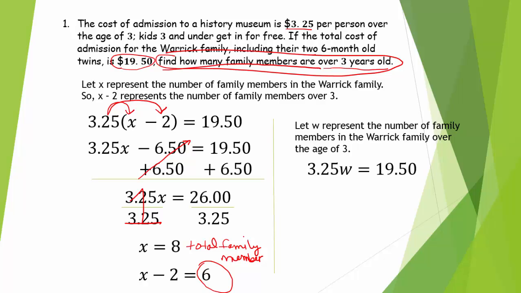And then I would divide both sides by 3.25. And I would come up with 3.25 divided by 3.25, fancy form of 1. That way I have W equals 19.50 divided by 3.25, which would be 6, the number of family members over the age of 3.